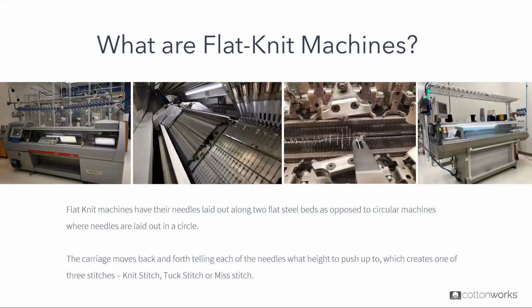So on flat knit machines, the carriage moves back and forth along these needle beds, telling the needles at what height to push up to in order to knit. These needles grab the new yarn that's laid into those hooks and pull back down through the old loop and create a new row of knitting.